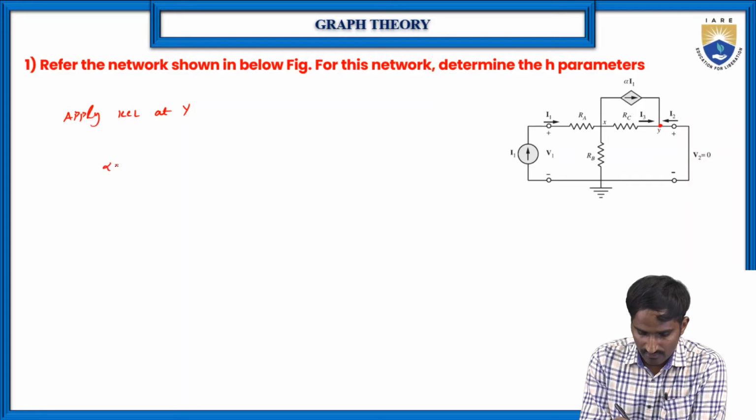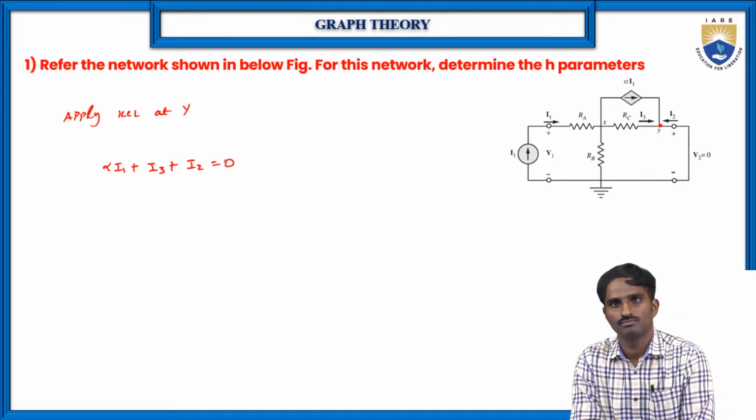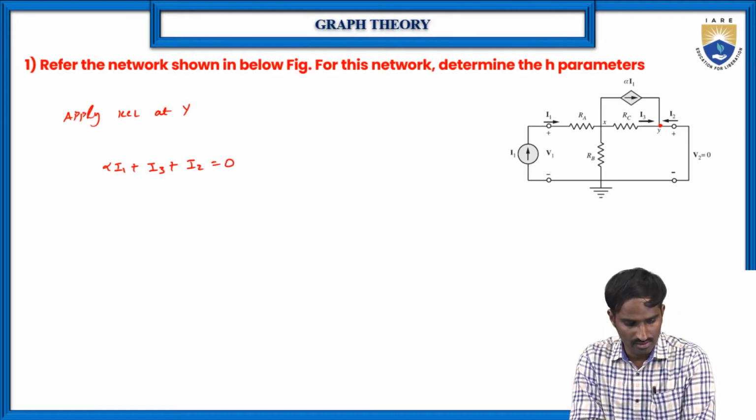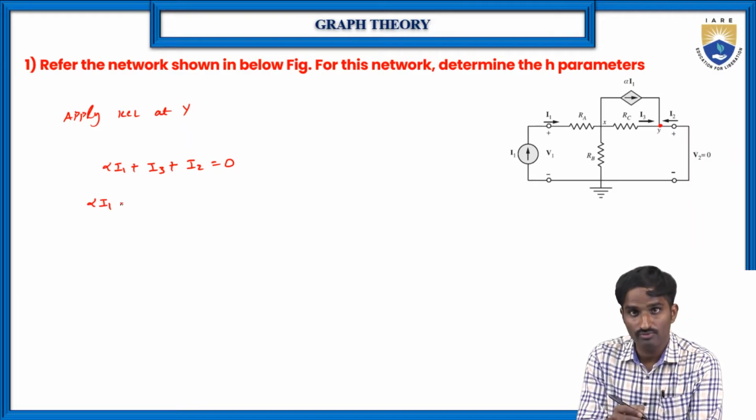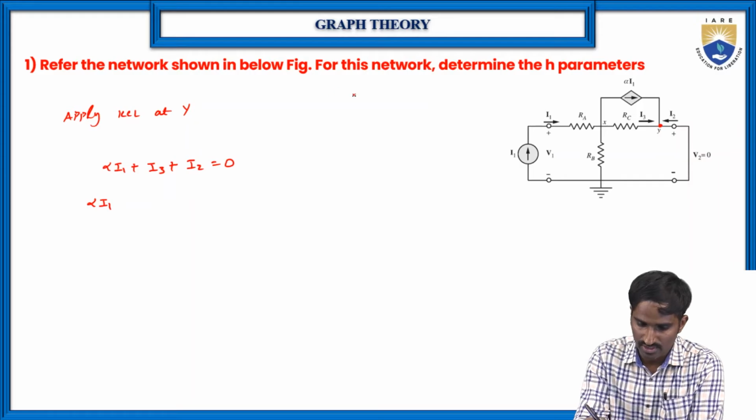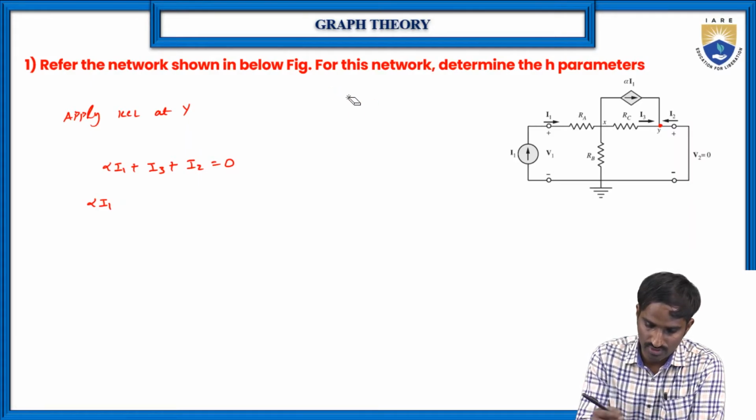So let me write here alpha I1 plus I3 plus I2, which is equal to 0, right? So here now alpha into I1. Actually, what we have to find? We have to find, let us remember, let me write here, H12, which is equal to H21 only. Yeah, H21, which is equal to I2 by I1 at V2 is equal to 0.